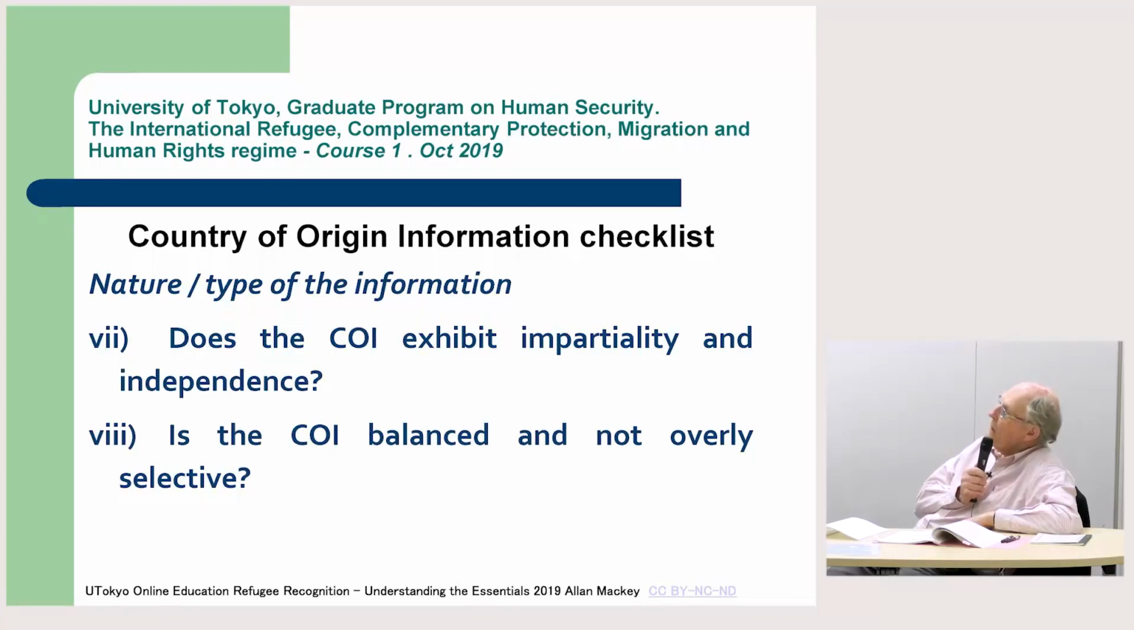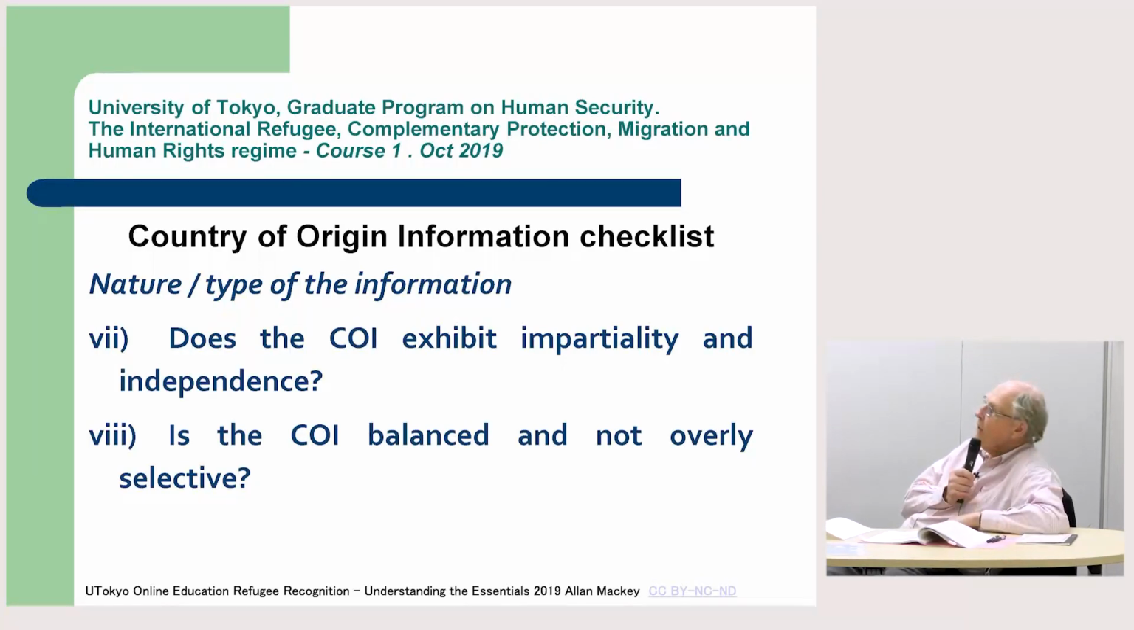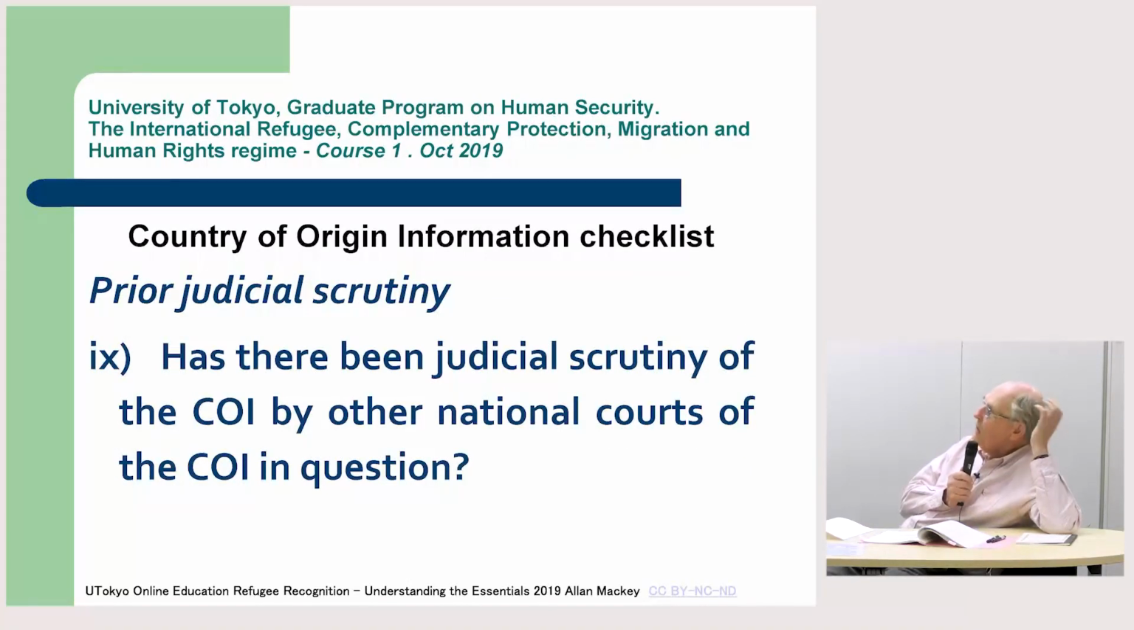Okay. The other one is impartiality and independence, and again the COI is balanced, both sides, and not over-selective. And then finally, there is judicial scrutiny, the same thing by other courts. The best example is the British system, where we had thousands and thousands of cases from countries such as Sri Lanka and, in fact, hundreds of countries, African countries and all sorts, so we would set up what's known as a country guidance case.